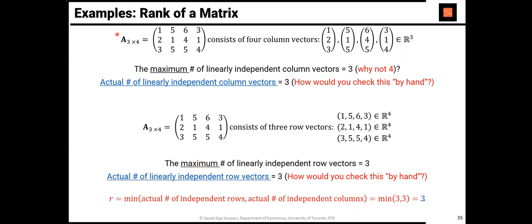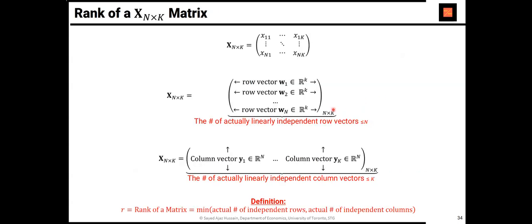Example. Here's a 3 by 4 matrix. It consists of 4 column vectors sitting in R3. Given that, at most, how many of these could be linearly independent? The answer obviously is 3, not 4. So I'm slightly modifying the last slide, because I was careless and wasn't careful enough to tell you the linkage between the number n and k. Was n bigger than k, or k bigger than n? Since I didn't talk about n versus k in size, I just made this result.